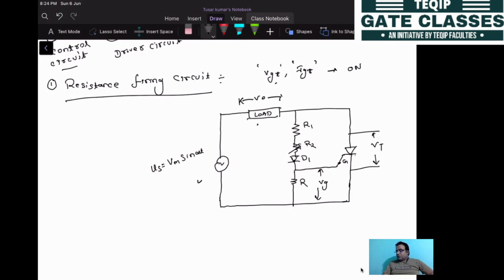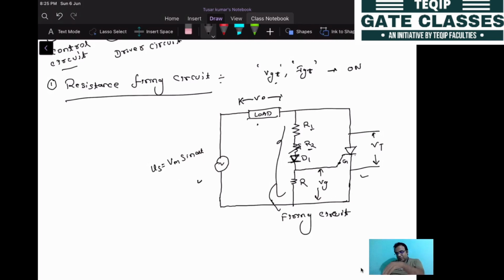This circuit forms the firing circuit, and this is the main power circuit. If you see, this R1 is a high resistance, and another variable resistance is connected. Why is this variable resistance connected? Just to control the gate current. And one diode is connected here just to give the gate signal to this point.